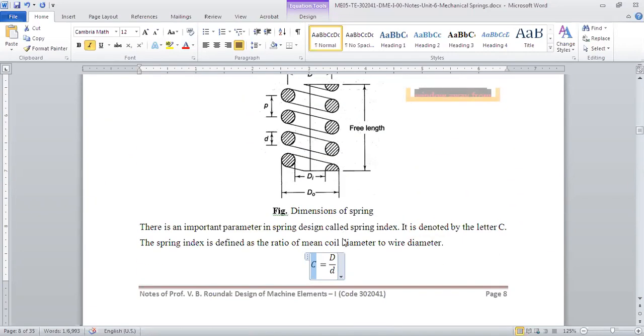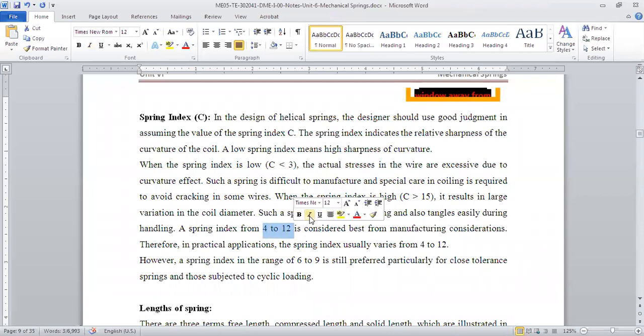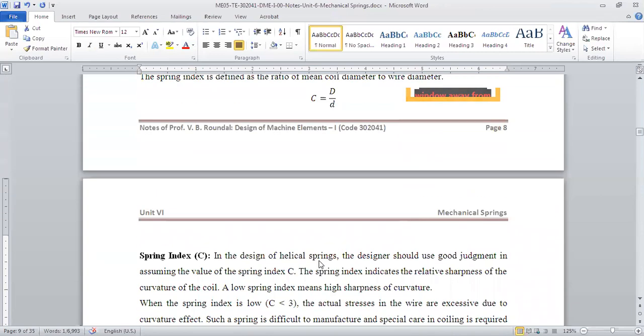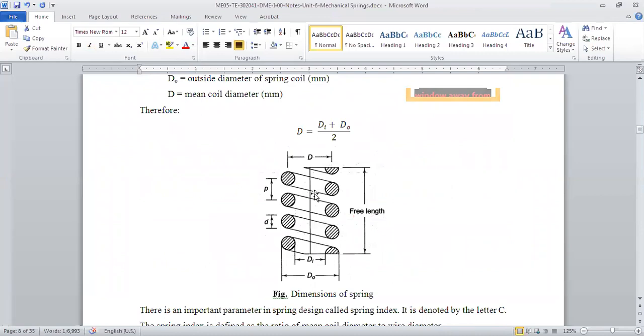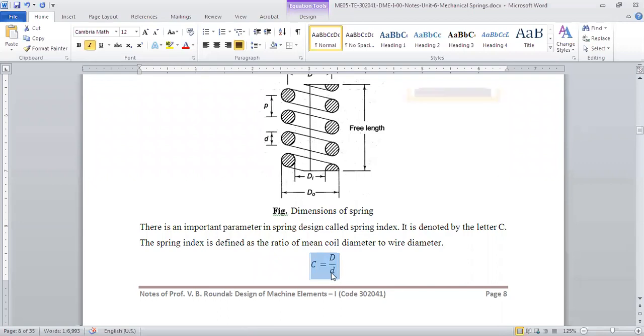Now why is it important? It is important because we need to have some kind of spring index while doing the design. Generally we use from 4 to 12. Now why can we not use less than 4 or more than 12? This is the highest range, but generally we use from 6 to 9. Okay, so why not less than 4? If it is less than 4 or less than 3, that means the spring index is very low. What is this formula? Capital D upon small d. When C is very small, that means capital D is small compared to small d, only 3 times or 2 times of the small d.